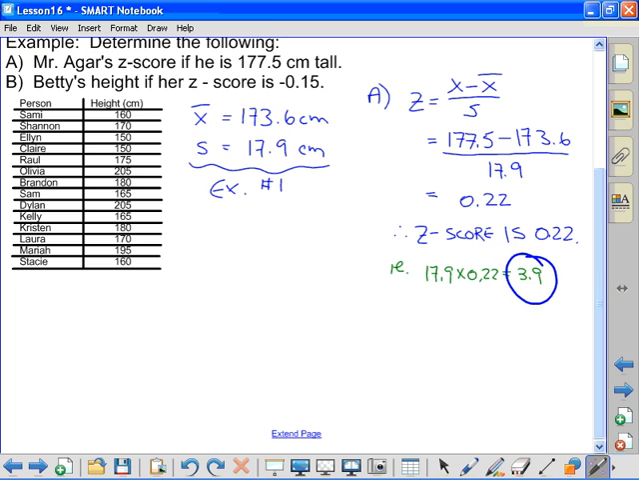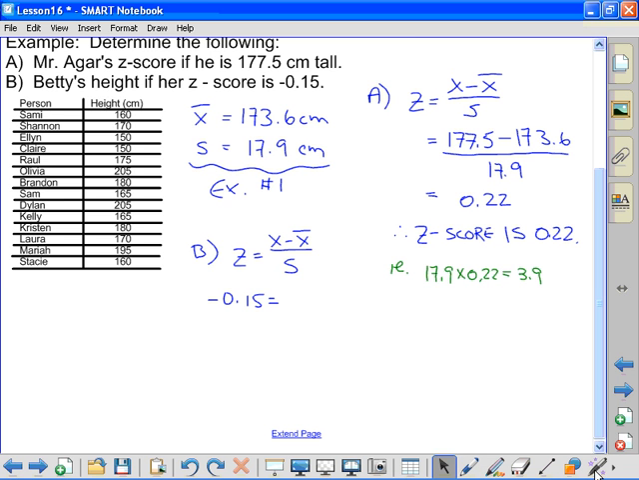All right. So B part says Betty's height if her Z-score is negative 0.15. Well, the nice thing with this part of statistics, once you identify the information given, it is just plugging into a formula. It's the interpretation that's the challenge. We know the Z-score is negative 0.15. So what does that mean?